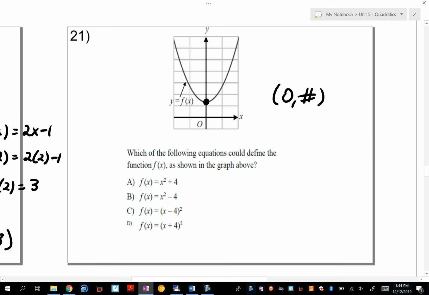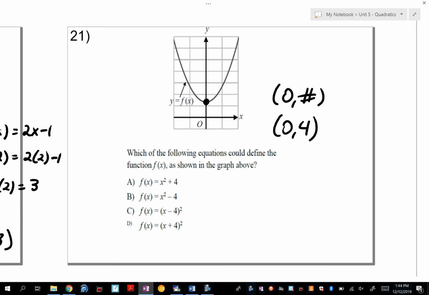Do I know what it is? No, but when I look at my answer choices, I'm thinking it's probably going to be 0, 4, because 4 is the only other number I see. Okay? So you can view this in many different ways. Most students that I'm teaching would see C and D in what form?